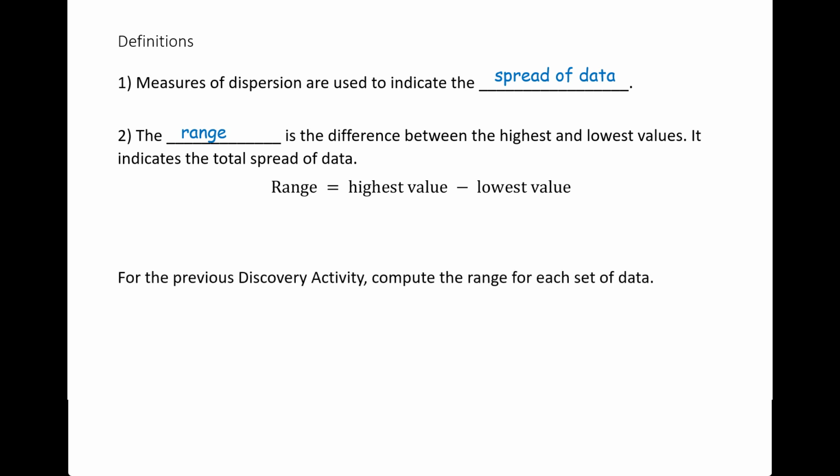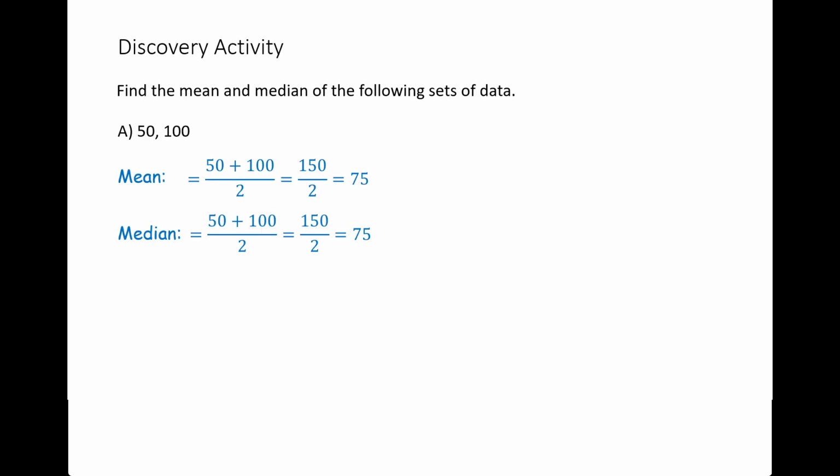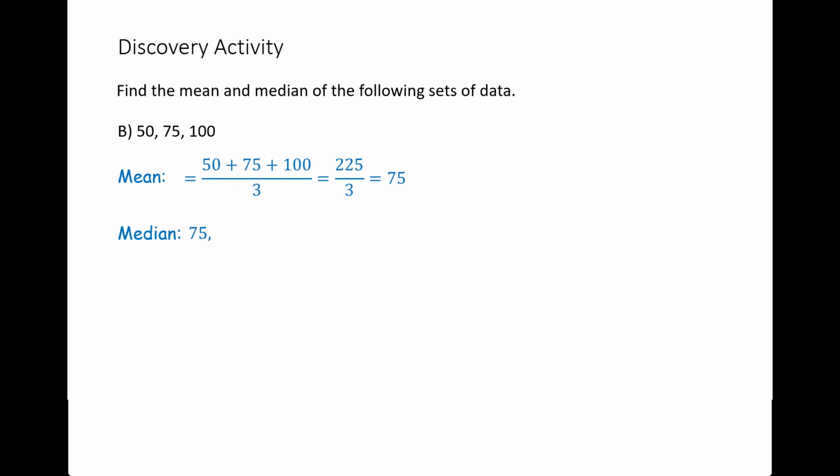For the previous discovery activity, compute the range for each of the data sets. We'll begin with A. The range is the difference between the highest and the lowest values. So in this instance, it'll be 100 minus 50, which is 50. Part B, we need to find the range. The range is the difference between the highest value and the lowest value. So that would be 100 minus 50, or 50.